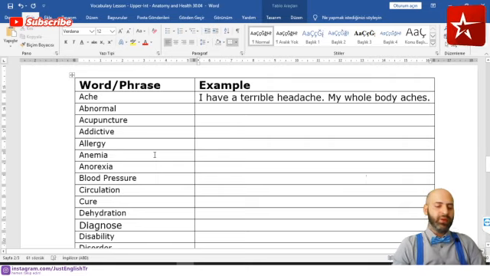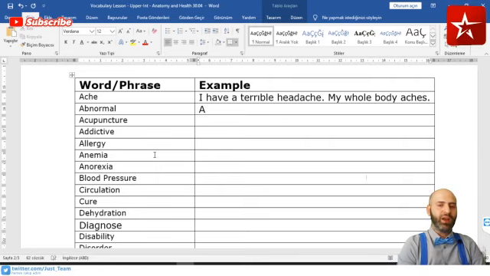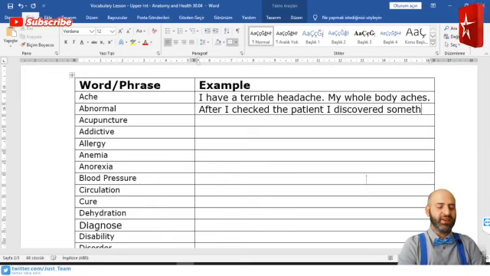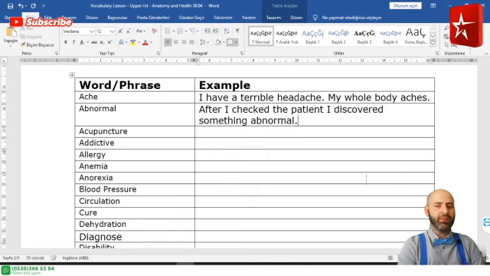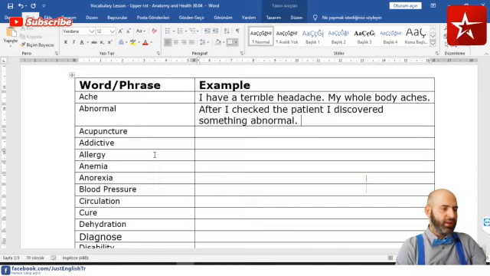For example, after I checked the patient, I discovered something abnormal. Maybe the doctor can say this sentence.